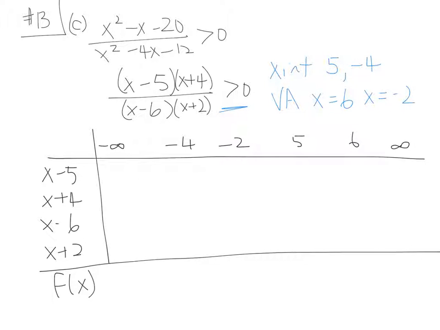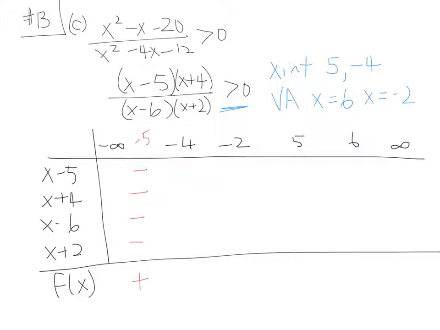When I'm testing, I'm checking some value between, for instance, negative infinity and negative 4. So let's say negative 5, and it could be any number. So what I'm going to get here is a negative. Negative 5 plus 4 is negative. Negative 5 minus 6 is negative. And negative 5 plus 2 is negative as well. And 4 negatives make a positive down here.